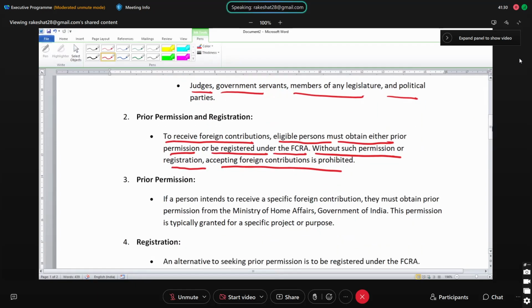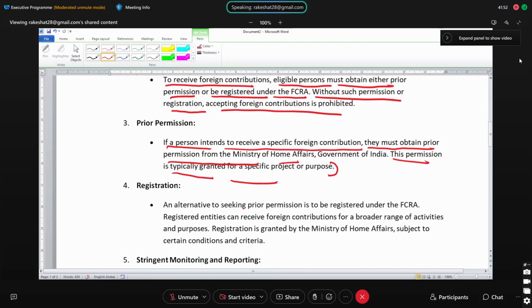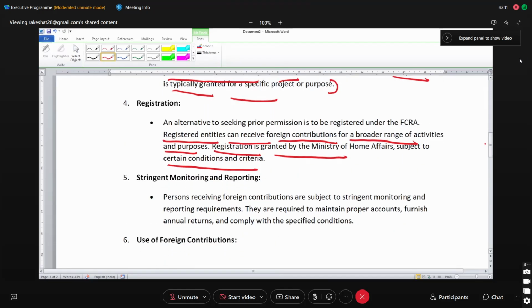Now, what is prior permission? If a person intends to receive a specific foreign contribution, then they must obtain prior permission from the Ministry of Home Affairs, Government of India. This permission is typically granted for specific projects or purposes. Next is registration. An alternative to seeking prior permission is to be registered under FCRA. Registered entities can receive foreign contributions for a broader range of activities and purposes. Registration is granted by the Ministry of Home Affairs subject to certain conditions and criteria. Next, we have stringent monitoring and reporting. Persons receiving foreign contributions are subject to stringent monitoring and reporting requirements. They are required to maintain proper accounts, furnish annual returns, and comply with the specified statistics.